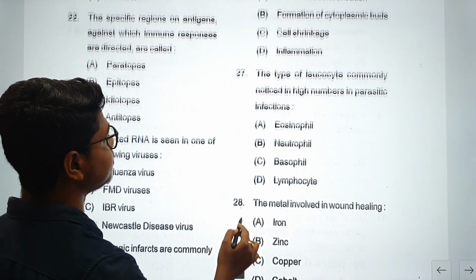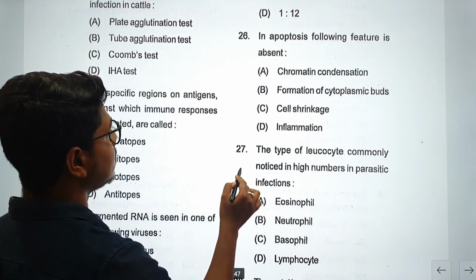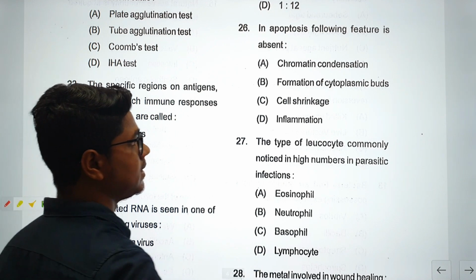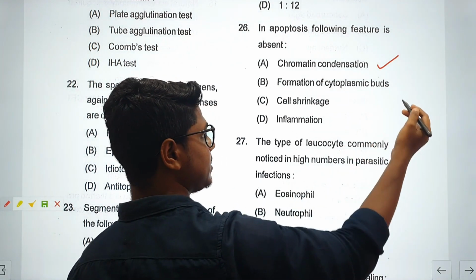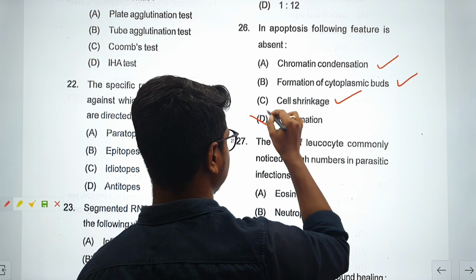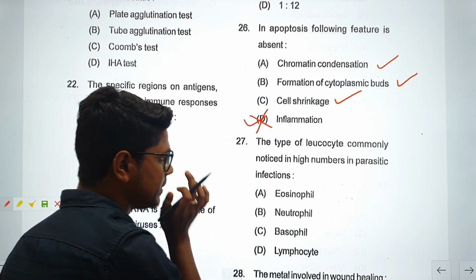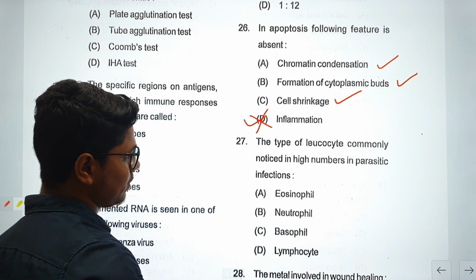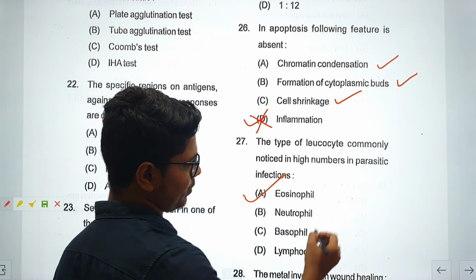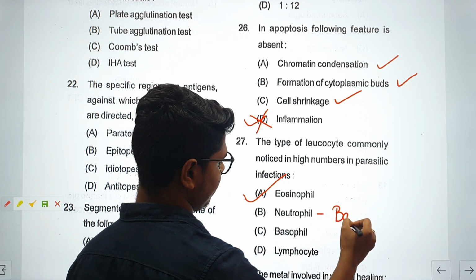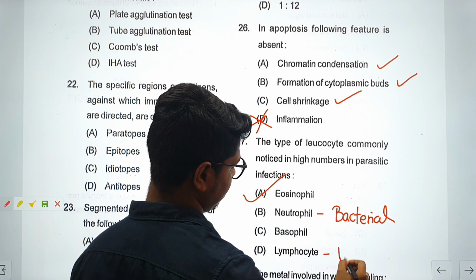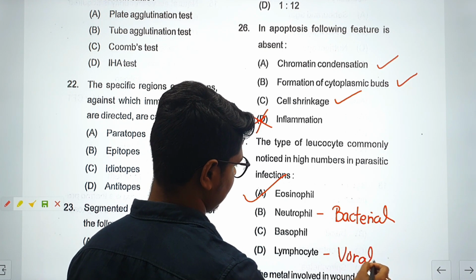Next question. In apoptosis, which of the following features is absent? Chromatin condensation and formation of cytoplasmic blebs are present, yes. Inflammation is not present. Answer is D, inflammation. The type of leukocyte commonly noticed in high numbers in parasitic infection is eosinophil. Neutrophils you will find in bacterial infections, lymphocytes in viral infections.